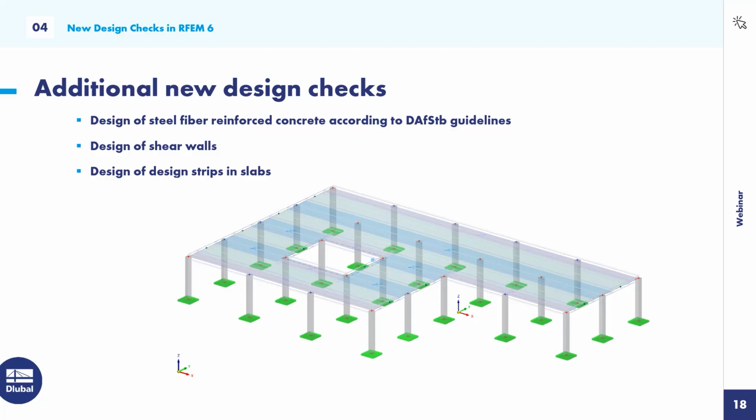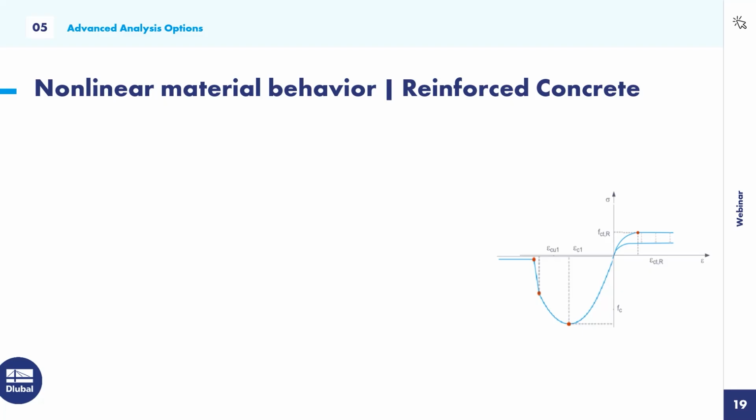This comes from the United States. The ACI or Canadian standard are working very often with these types, with these design stripes for the design of slabs. So now this is also available in RFEM 6. Let us go to the advanced analysis options, which we have in RFEM 6.